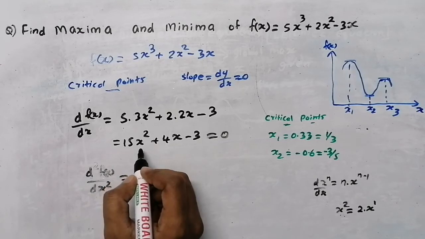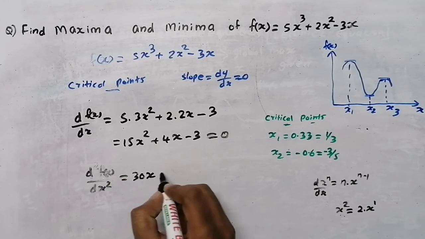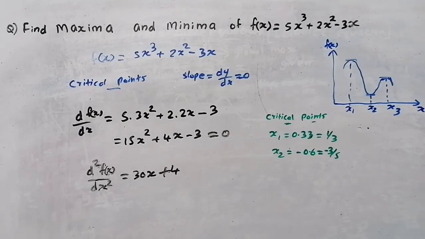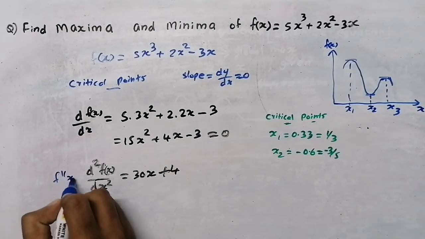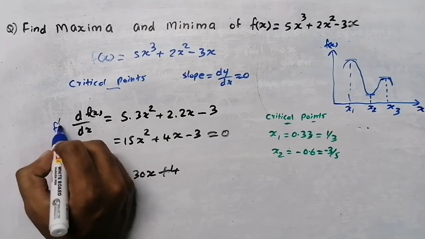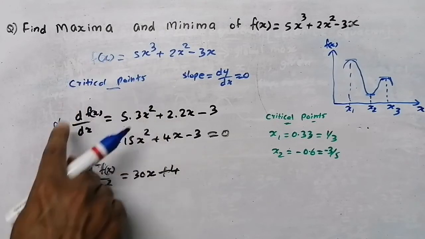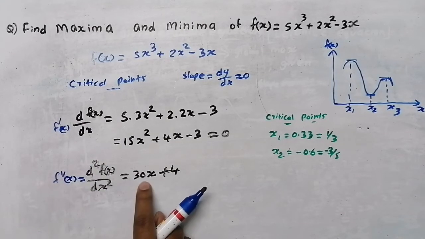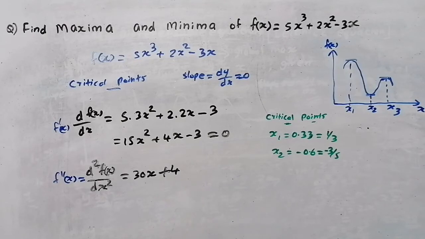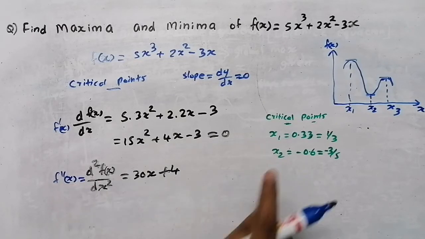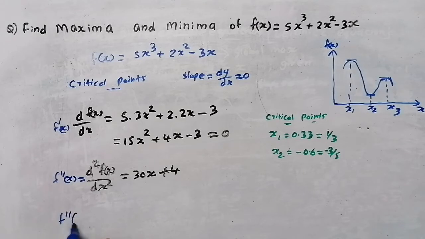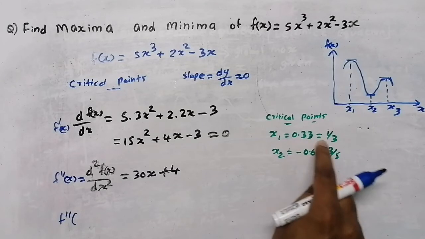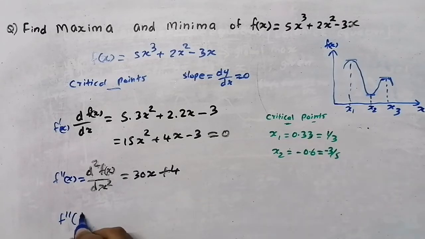Now 15 multiplied by 2x gives 30x, plus the differentiation of 4x, which is 4. So this is my double derivative f double dash of x. This is my f dash of x, and this was my f of x. I differentiated f of x to get f dash of x, and differentiated again to get f double dash of x, which is 30x plus 4. Now, instead of x, put the critical value. So I am going to find f double dash of x1. Either you can put the decimal value or the fraction value, no problem.